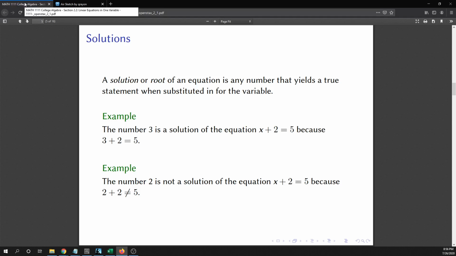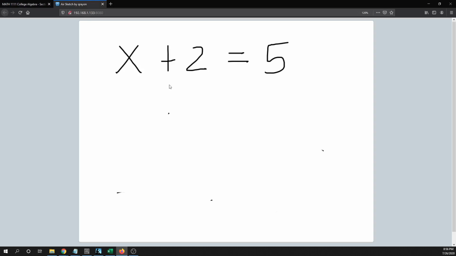In the next little example, it says the number 2 is not a solution of the equation x plus 2 equals 5 because 2 plus 2 is not equal to 5. So again, if we have this equation and we want to decide whether 2 is a solution or not, what we can do is plug 2 in for the variable in all of the places where it occurs. And when we do that, we get what's called a statement.